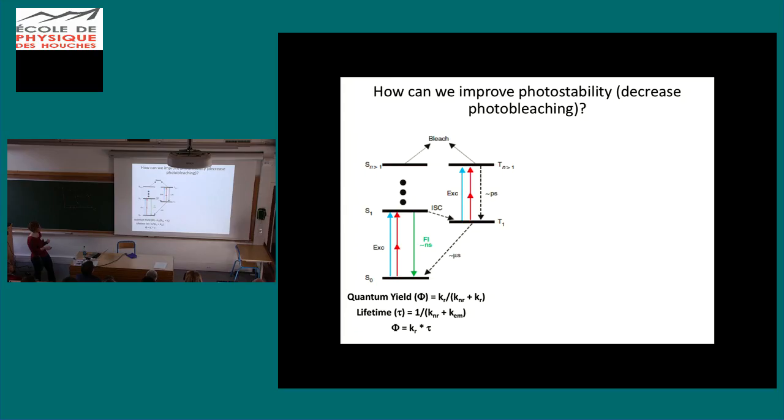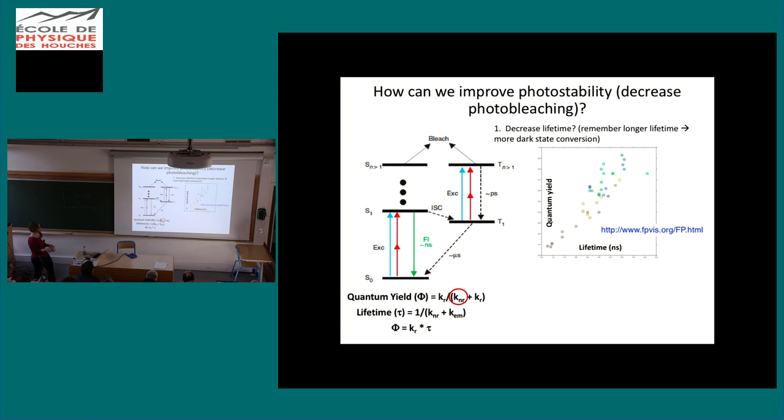If you look at our favorite photocycle here and you look at your typical equations for quantum yield, lifetime, shown here, and I'll just remind you that this K and R is like many, many things wrapped in, dark state conversion, et cetera, et cetera. So first you might look at this diagram and say maybe we should just decrease the lifetime, because remember, long lifetime can give you more dark state conversion. But the problem is if you look at a correlation plot of lifetime and quantum yield, they're directly correlated. So if you decrease the lifetime, you're probably going to decrease your quantum yield. So that probably won't work.